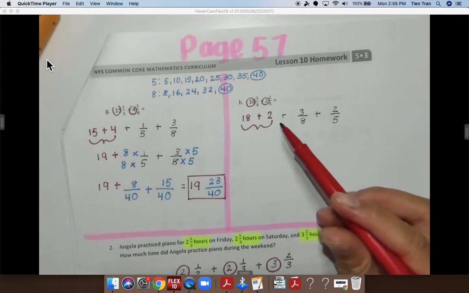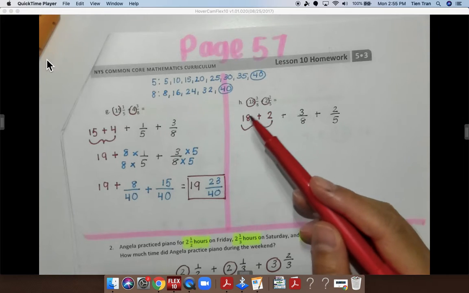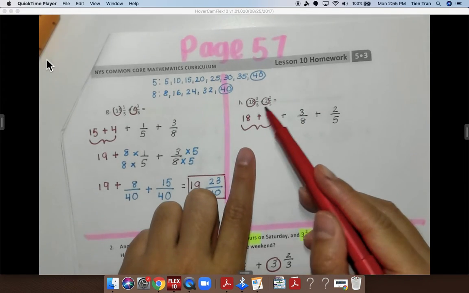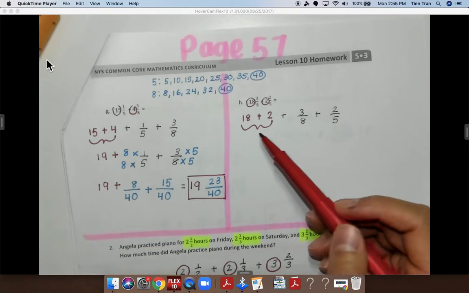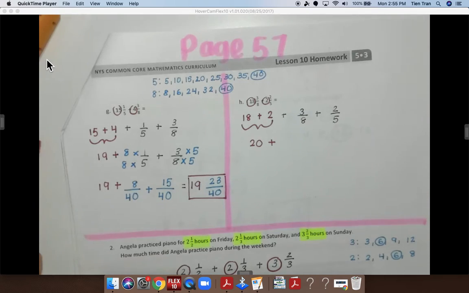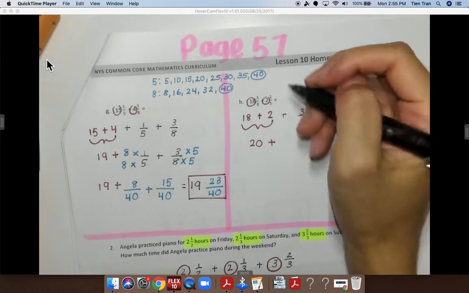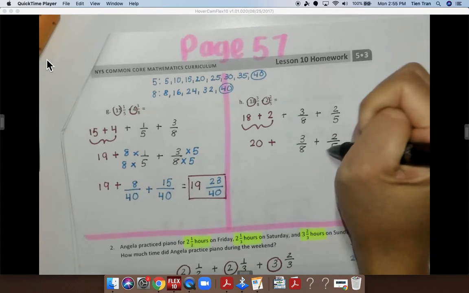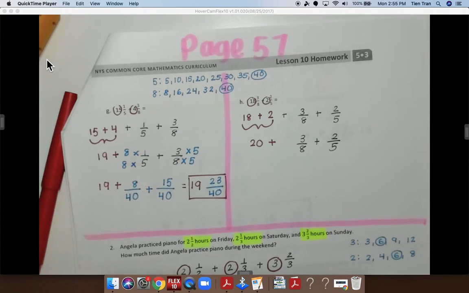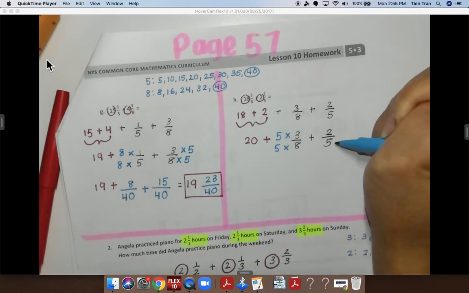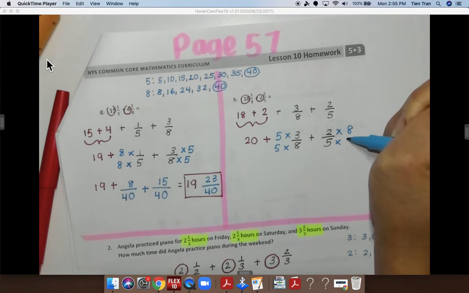Now on the other side, I have 18 and 3/8 plus 2 and 2/5. First thing I'm going to do is I'm going to add my whole numbers together. 18 plus 2 is going to give me 20. And I'm going to make sure I add 3/8 plus 2/5. And remember, 8 and 5, the common denominator is 40. So that's why I'm going to multiply the top and bottom number by 5, and on this side by 8.